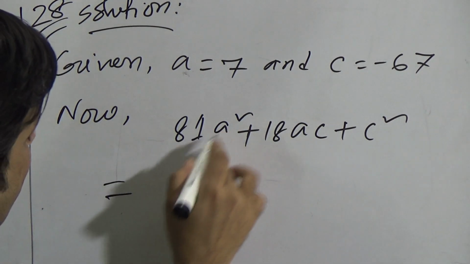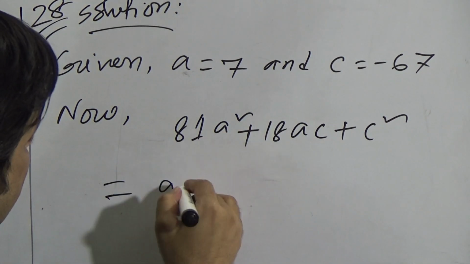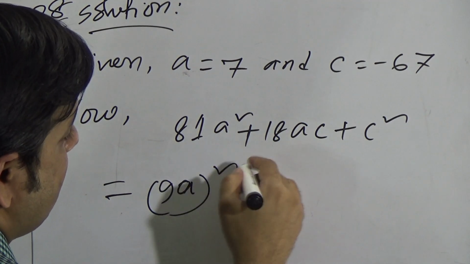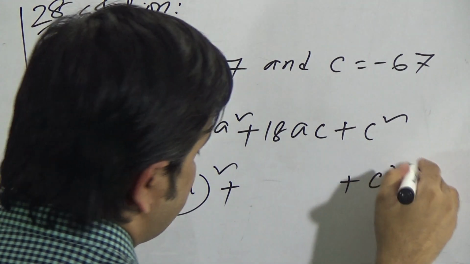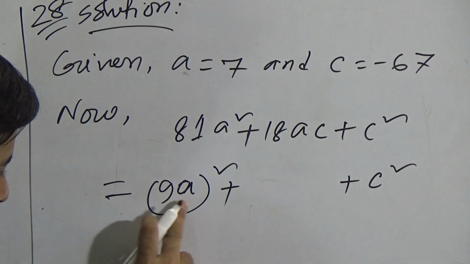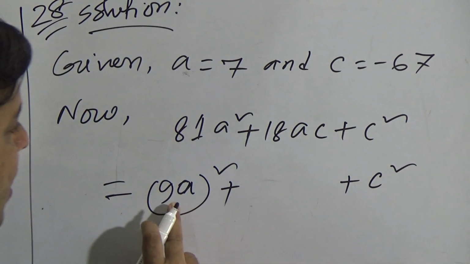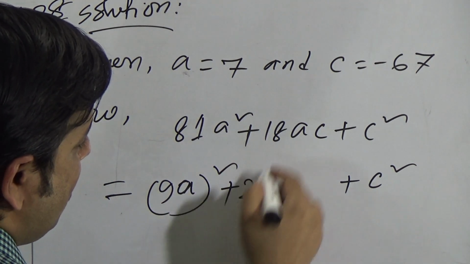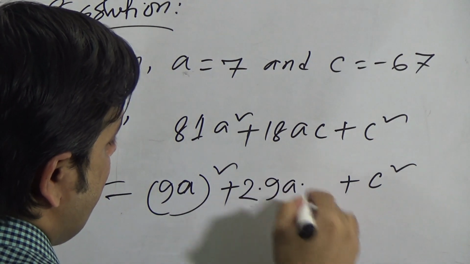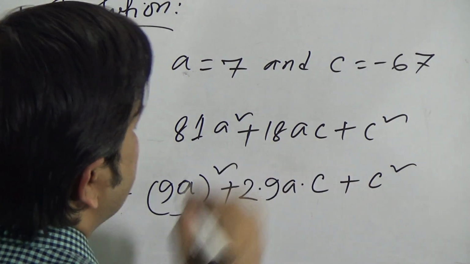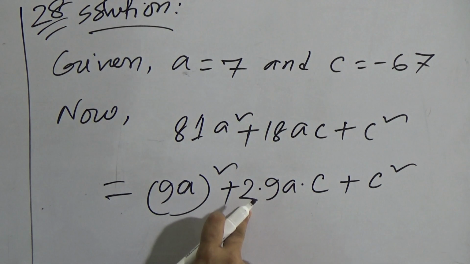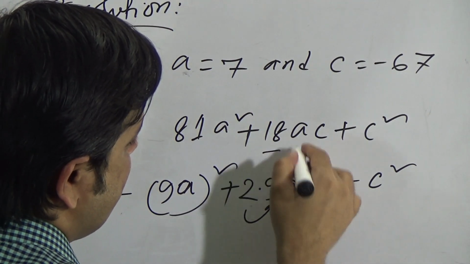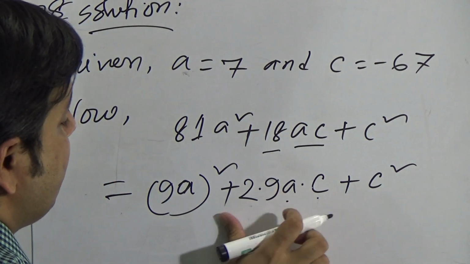Here 81a square means we can write (9a) whole square, plus, as here is c square, we can write c square. It means if we consider 9a as a and c as b, we are getting a square plus b square. So we need 2ab here. 2a means 9a and b means c. Now check whether the calculation is correct or not. 9 twos are 18. Here is 18, and a and c is ac. So the middle term matched here.